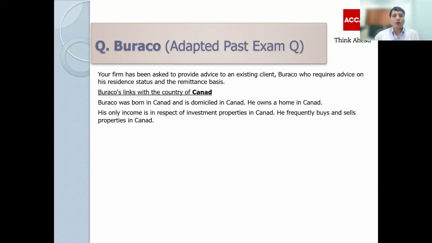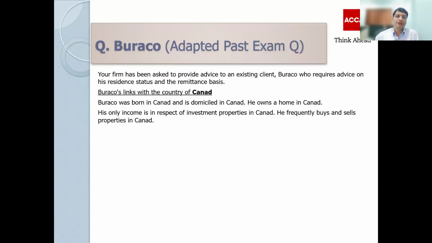Let's look at this. His only income is in respect of investment property in Canada. So what it is saying is he doesn't have any income anywhere apart from investment properties in the country Canada. And he frequently buys and sells property in Canada. So it looks like he's actually trading in the properties. It looks like his business is to buy and sell property.